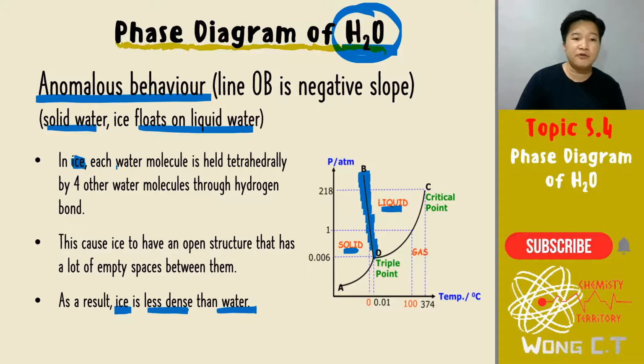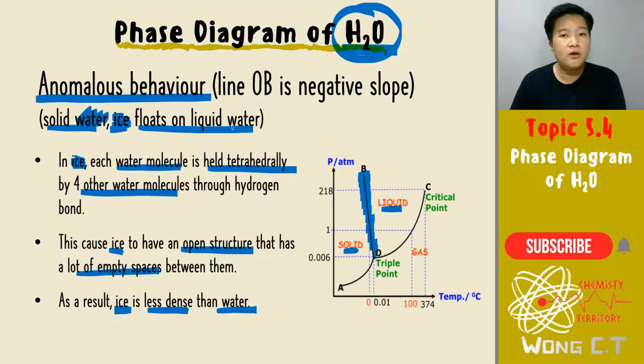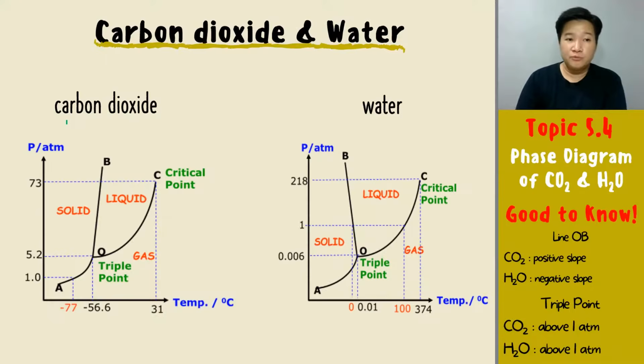Because in ice, every water molecule is tetrahedrally bonded to another 4 water molecules. And this will cause the ice to have an open structure that has a lot of empty spaces. That's why your solid water, the ice, will float on the liquid water. This is the anomalous behavior that you can discuss in the phase diagram of water, why the slope between the solid and liquid in the water is negative. So, simple. This is the phase diagram of my carbon dioxide, and this is my phase diagram for water.